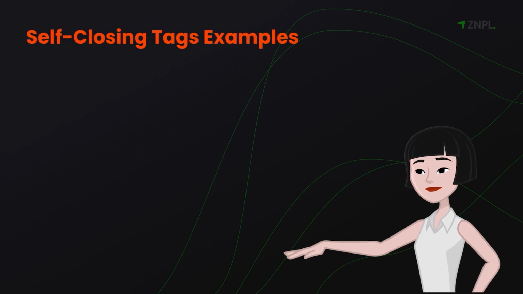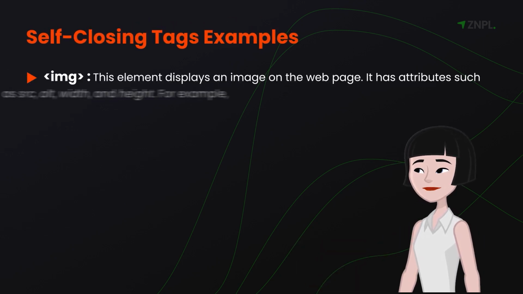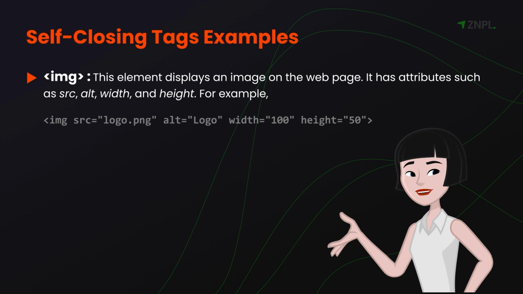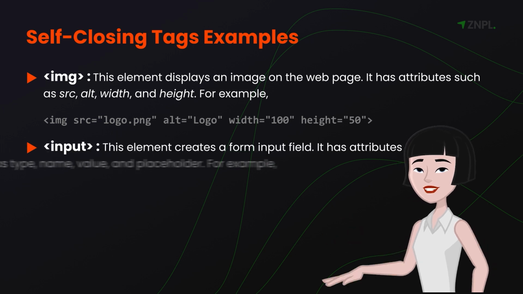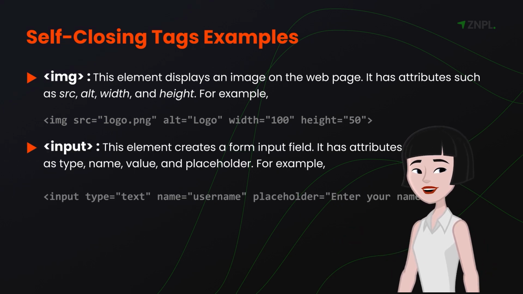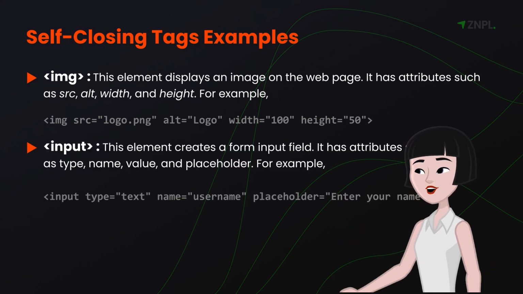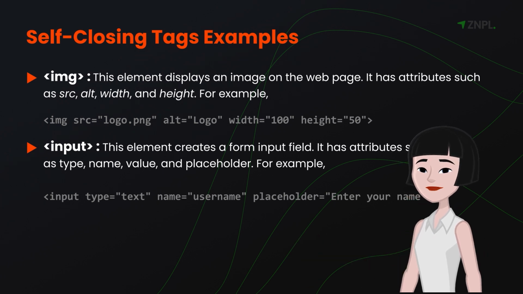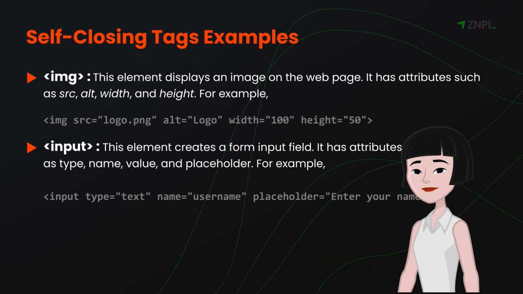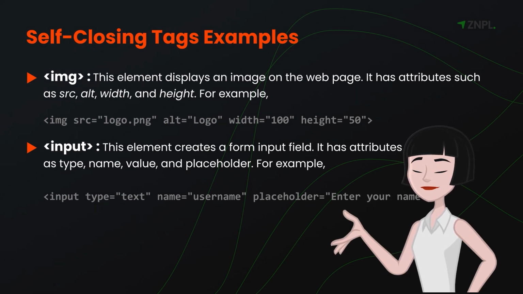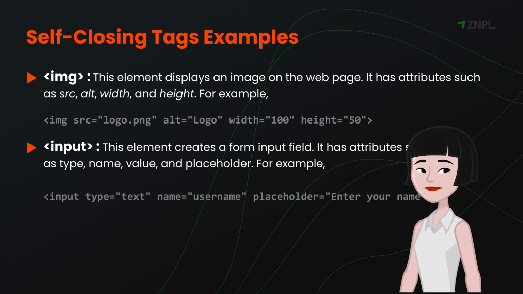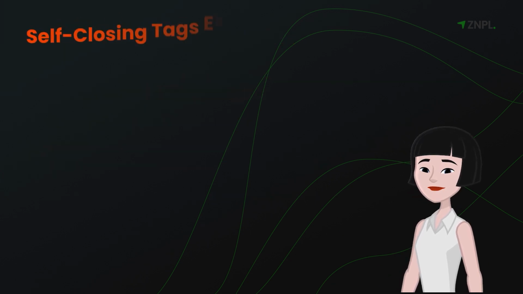IMG element. This element displays an image on the web page. It has attributes such as src, alt, width, and height. For example, this will display an image of 100 by 50 pixels. Input element. This element creates a form input field. It has attributes such as type, name, value, and placeholder. For example, this will create a text box for the user to enter their name.